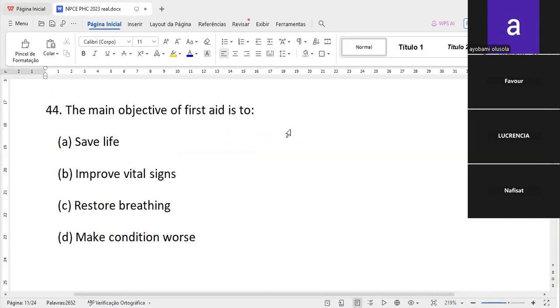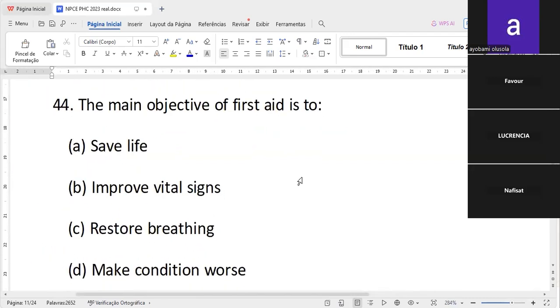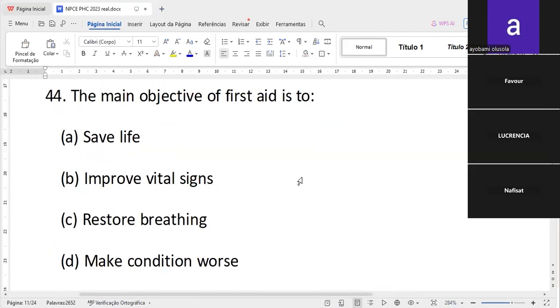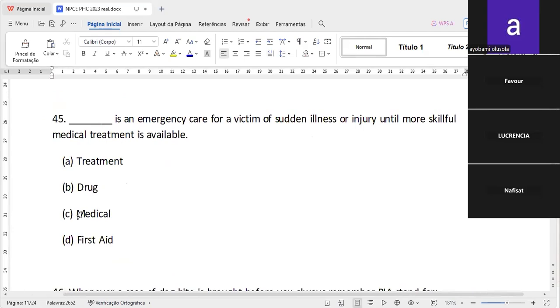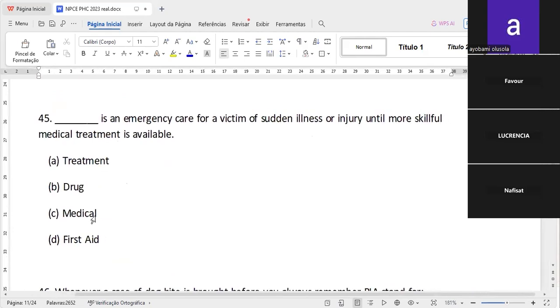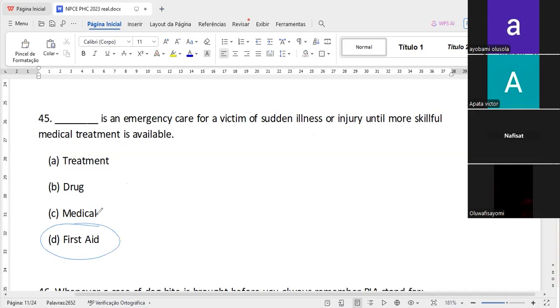The main objective of first aid is to save life. First aid is an emergency care for a victim of sudden illness or injury until more skillful medical treatment is available. What's the answer? First aid. Yeah, first aid. They really like first aid in PHU.